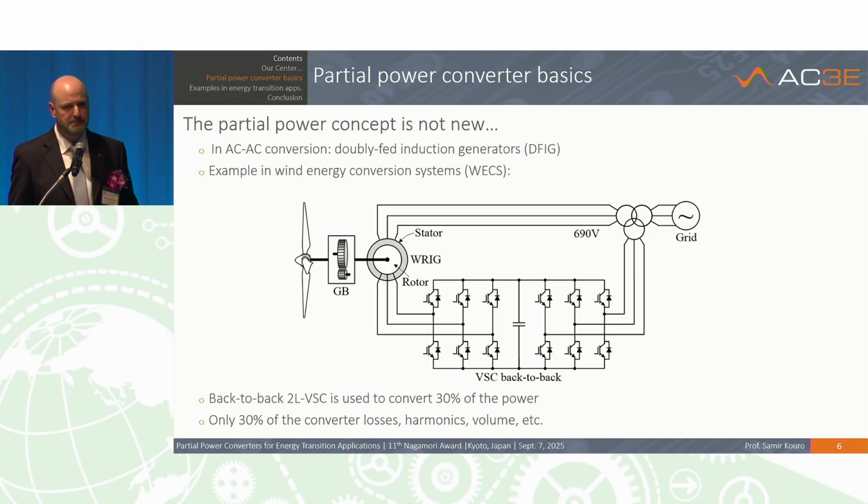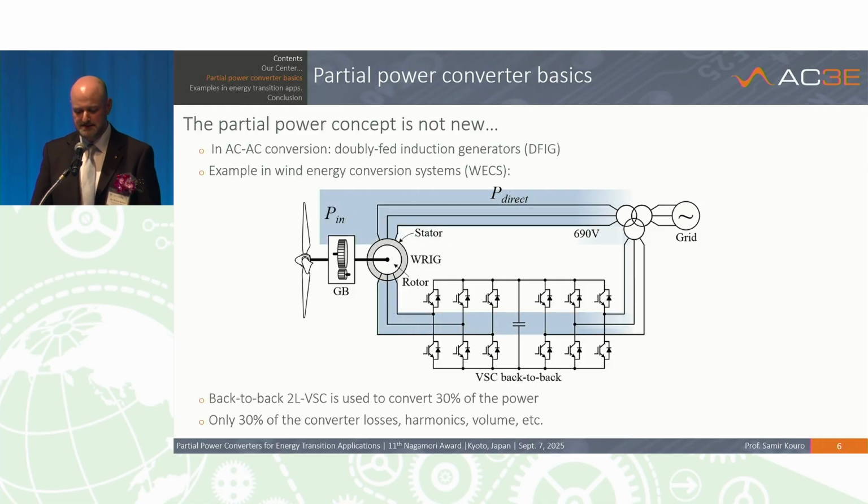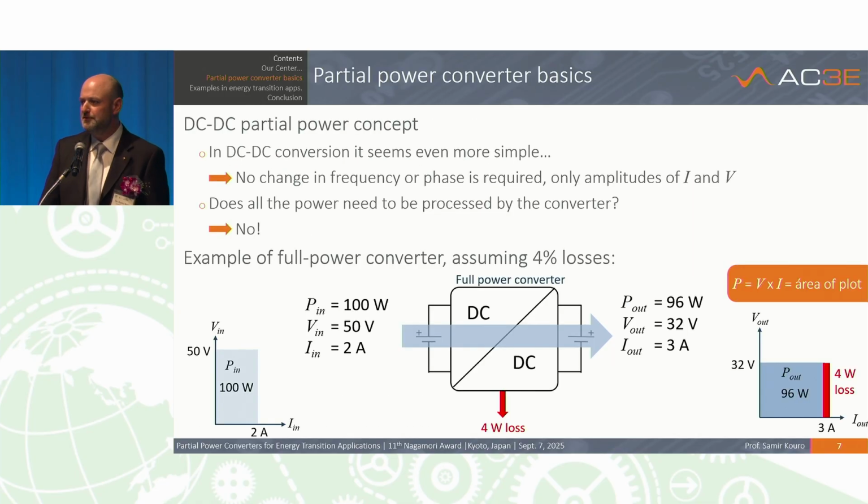If you see this wind turbine, this is a doubly-fed induction machine where you have a direct power flow path between the stator and the grid. And the power converter is just a fraction of the total system. So if you have a 3 megawatt wind turbine, you can control this with just a 1 megawatt power converter. But this is for AC systems, and many of the energy transition applications use DC-DC converters. So the challenge was how to do this for DC-DC.